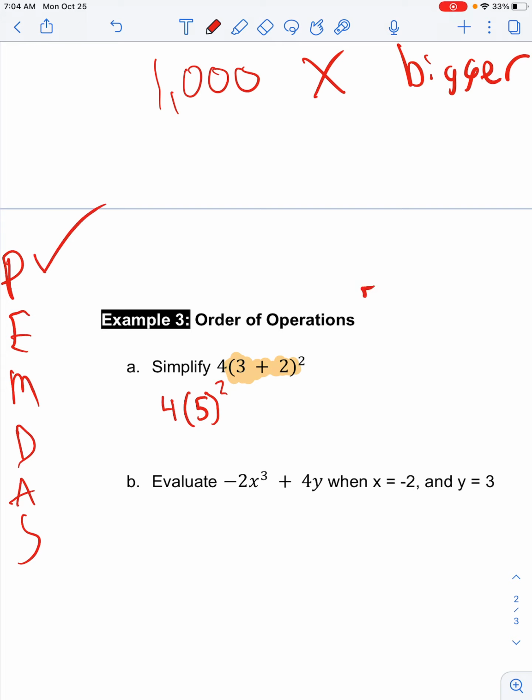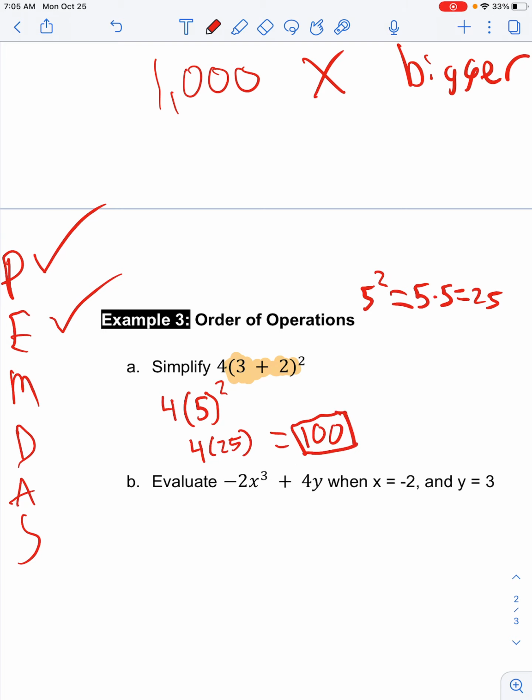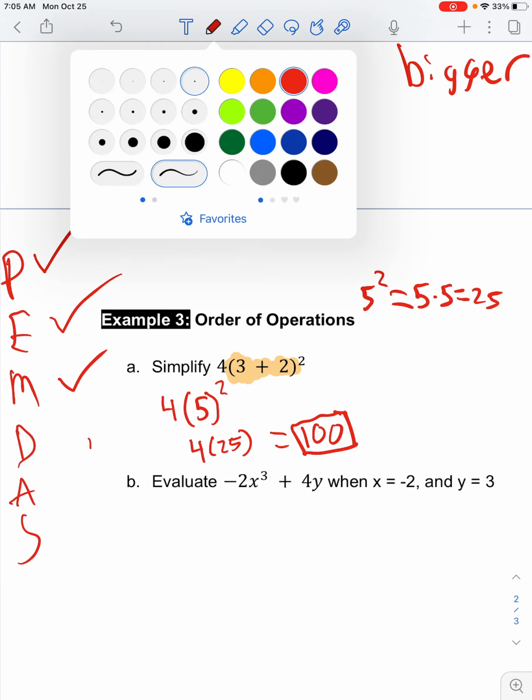So parentheses, check. E stands for exponents. Maybe I do some side work. I say 5 squared. That's like saying 5 times 5, which equals 25. So I'm going to rewrite this as 4 times 25. Exponents check. And then my last set is multiplication and division. I see that 4 times 25 equals 100. So I can check that off as well.